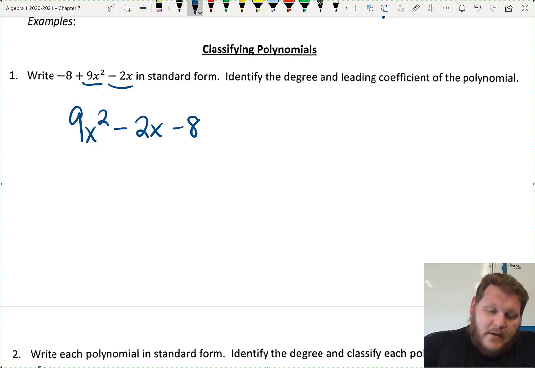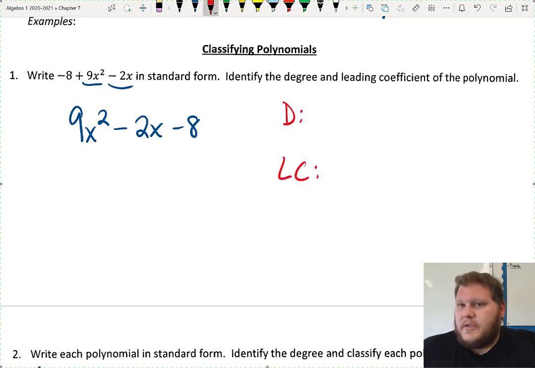And now that I have that, I can do my degree and my leading coefficient, which I'm actually going to abbreviate down. Now my degree of this polynomial, we're dealing with just a single variable. It's just x. So my degree is just the highest exponent I see, positive 2. And then my leading coefficient, now that I have that in standard form, the number all the way out in front is 9. That's it.